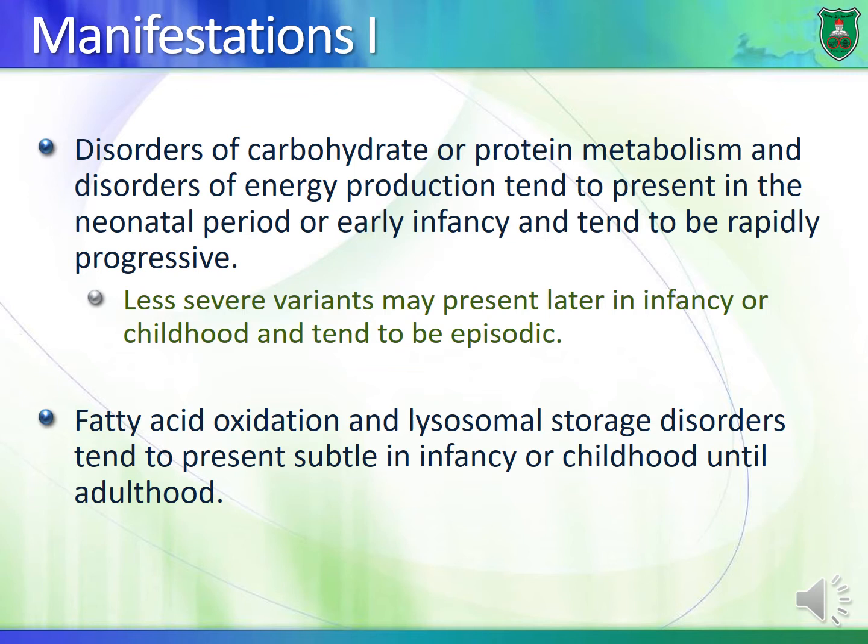So disorders of carbohydrate or protein metabolism, as well as disorders related to energy production, tend to present in the neonatal period, as well as early infancy, and they tend to be rapidly progressive. Okay, so less severe variants may present later in infancy or childhood and tend to be episodic. Remember that they follow the incomplete penetrance pattern of inheritance.